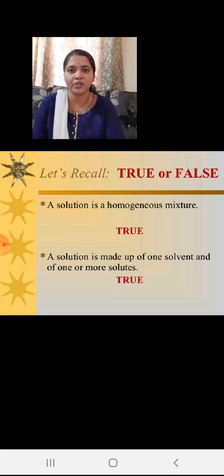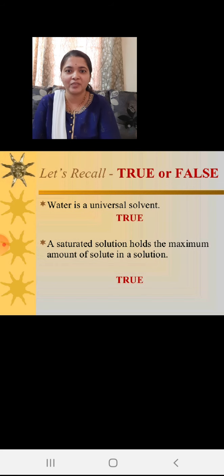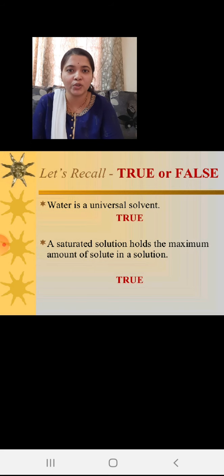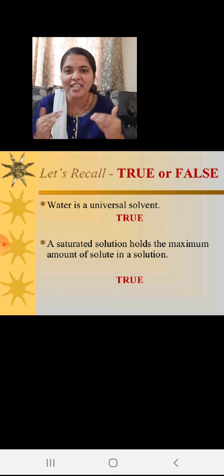Coming to the types of solution, there are three types of solutions: saturated solution, unsaturated solution, and supersaturated solution. What is saturated solution? A saturated solution holds the maximum amount of solute in a solution. That means when you take a glass of water and put a solute, sugar or salt, and mix it, it will mix well. But put more sugar in it, then you can see some crystals of sugar at the end that could not mix up with the solvent. That means it has reached the highest point.